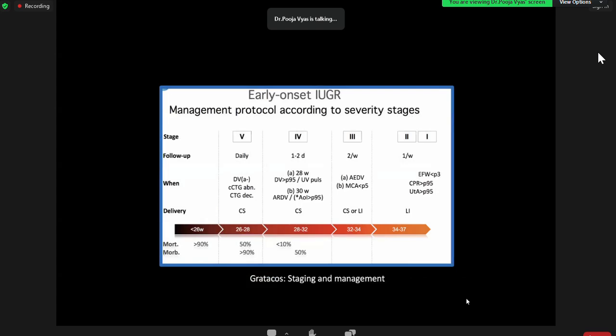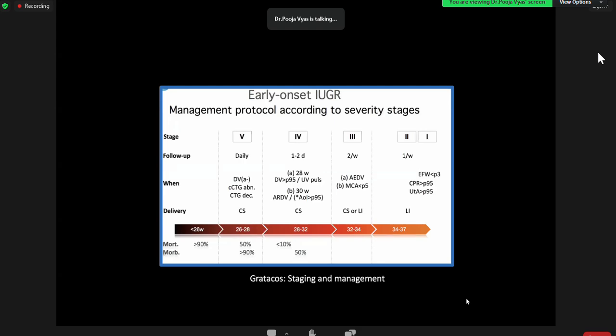In stage 1 and 2, when the weight is less than the third centile, CPR is more than 95th centile, uterine artery is also showing high resistance. We are going to follow every week and we are going to try and stretch till 34 to 37 weeks. In stage 3 of early onset FGR, where we get absent end diastolic flow and MCA is less than the fifth centile, we are going to follow up twice a week and we are going to try and stretch the pregnancy to 32 to 34 weeks.